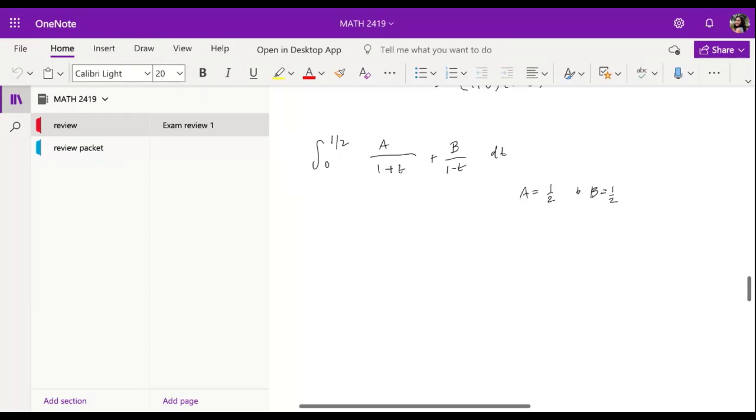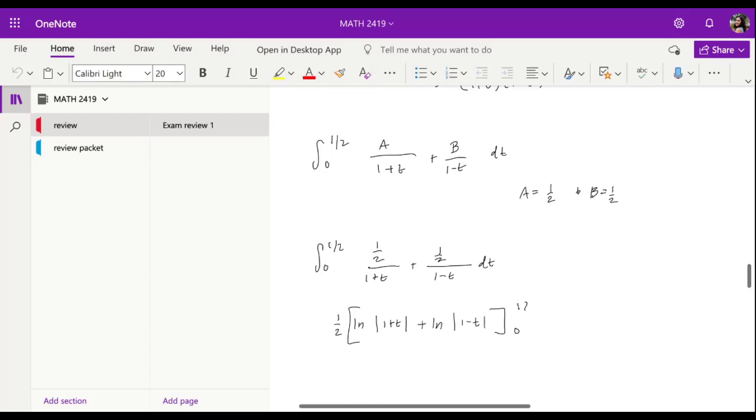So we'll take the integral from 0 to 1/2 of (1/2)/(1 plus t) plus (1/2)/(1 minus t) dt. And that's a pretty simple integral. If you remember, it's just going to be a natural log integral. We can take out the 1/2 since we have 1/2 in both. So we have 1/2 times ln of 1 plus t plus ln of 1 minus t, from 0 to 1/2.